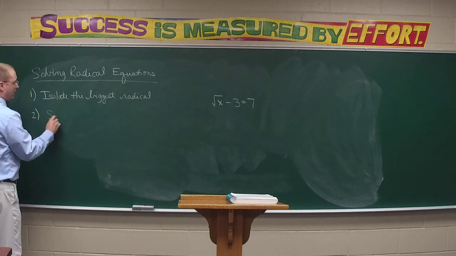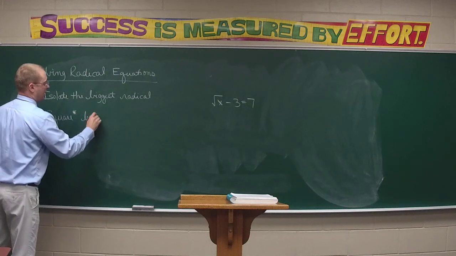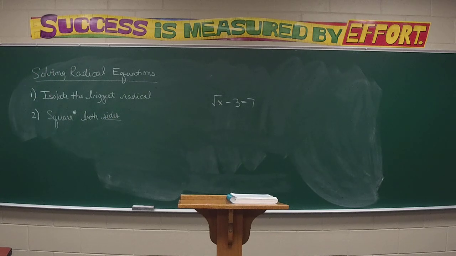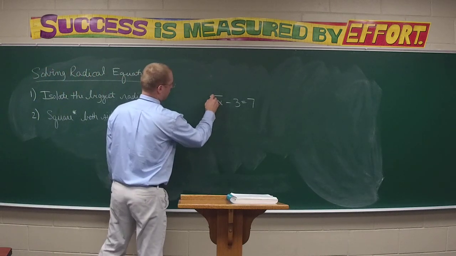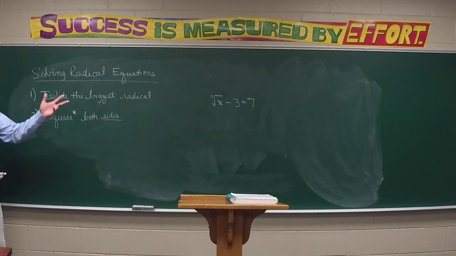Step number two is to square both sides. But I want you to put an asterisk after the word square, and underline the word sides. A lot of times in algebra, we can get away with doing something to everything, multiply everything by 2, or divide 2 out of everything. When it comes to squaring, you can't square everything. You have to square both sides. The reason for the asterisk: if this were a cube root, I would cube both sides. If it were a fifth root, I would raise both sides to the fifth power. Does that make sense? Because you want to get rid of the radical.